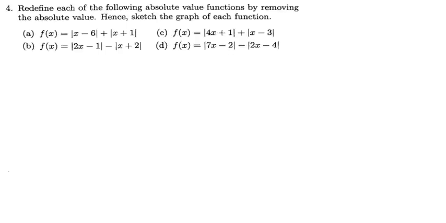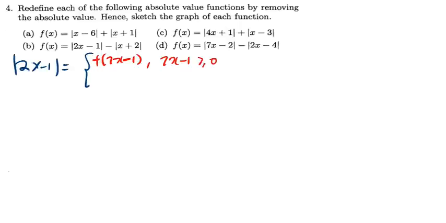So part B, we are trying to redefine as well. Let's go ahead and see. So we redefine the first one. To redefine this, we know that for the first part we multiply by positive 2x minus 1. The condition is that 2x minus 1 should be greater than or equal to 0. Next, I multiply by negative 2x minus 1. The condition is that 2x minus 1 is less than 0. Let's go ahead and finish it from there.